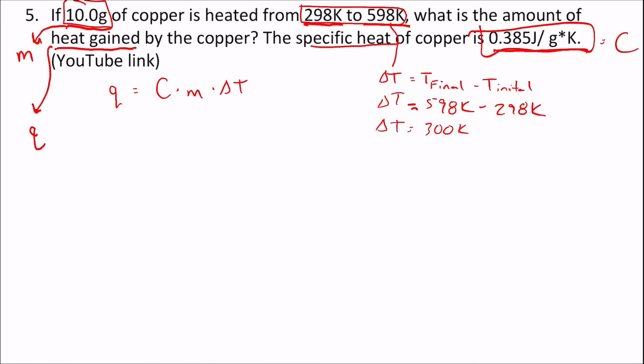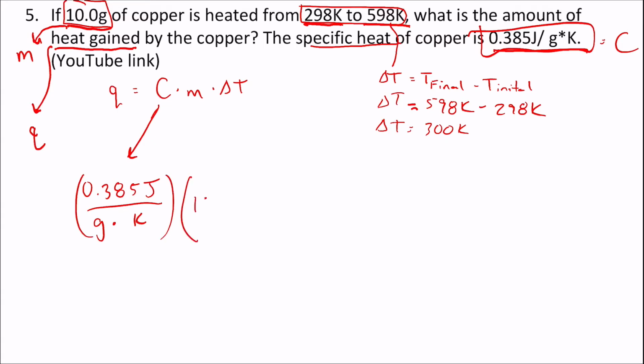And now let's just plug everything in. So C, we know what this is. It is 0.385 joules divided by grams times Kelvin. M, 10.0 grams. Delta T, that's going to be our 300 Kelvin. This had 3 sig figs, so this 300 should have 3 sig figs. It looks like everything has 3 sig figs.